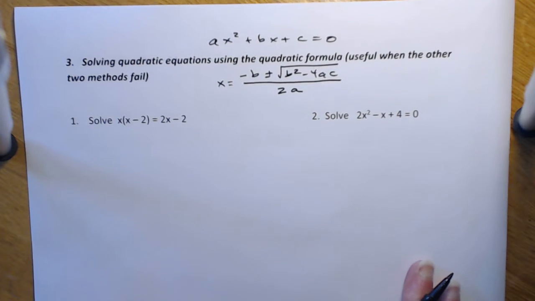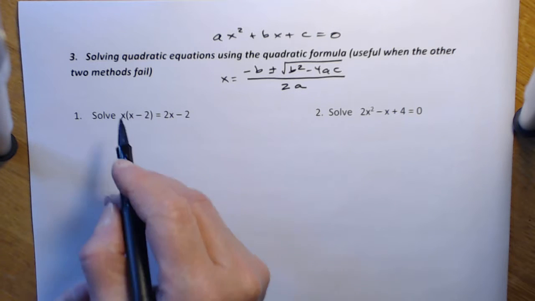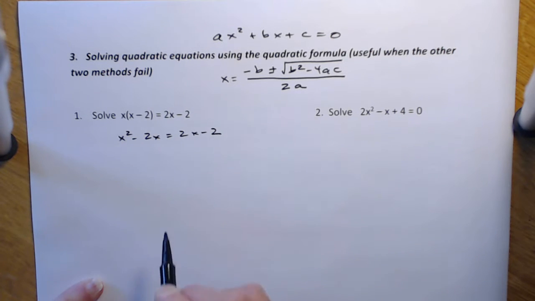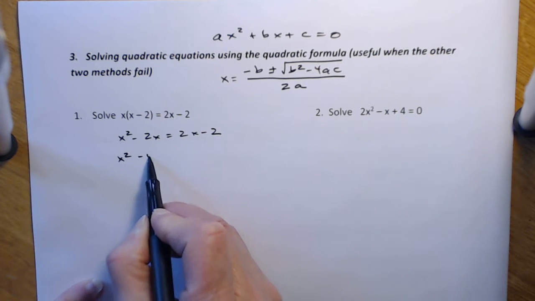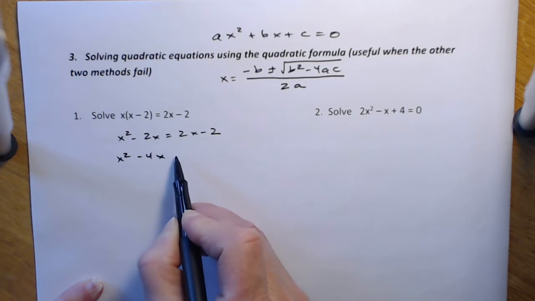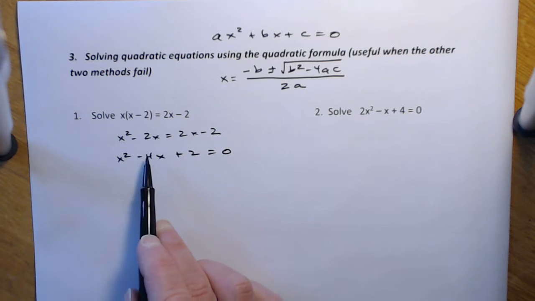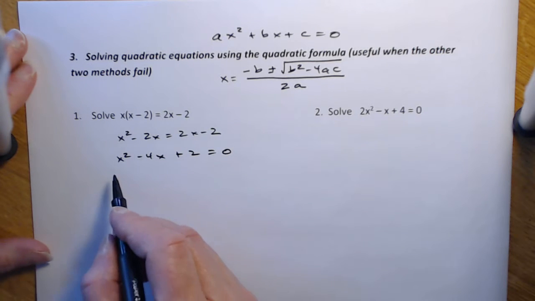All right, so in the first one, again, it doesn't look anything like ax squared plus bx plus c, so we have to distribute. We have to get 0, so we're going to have to bring these over here. So I'll subtract the 2x over here, that'll become minus 4x, add the 2 over. We clearly can't use the second method, the square root method, because we have the x term. If we try to factor, it fails. There's no two numbers that multiply to be 2 and add to be negative 4. So our choice here now is the quadratic formula.